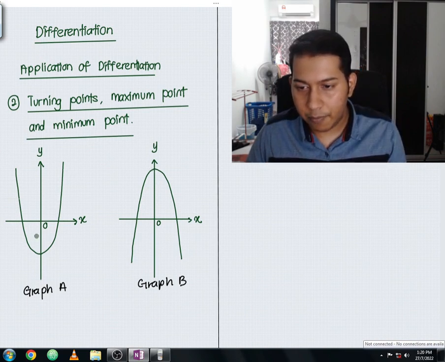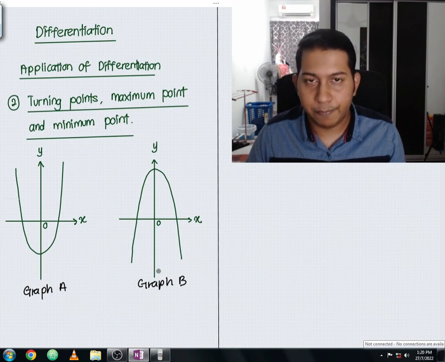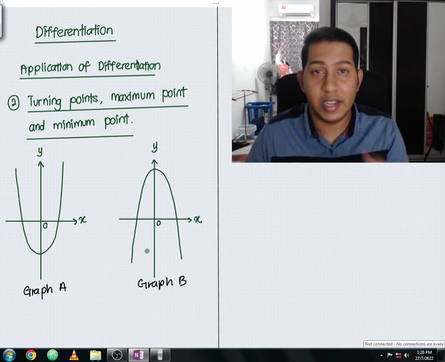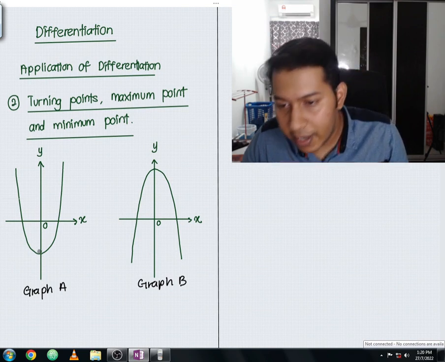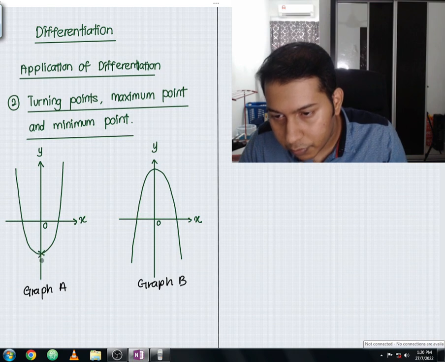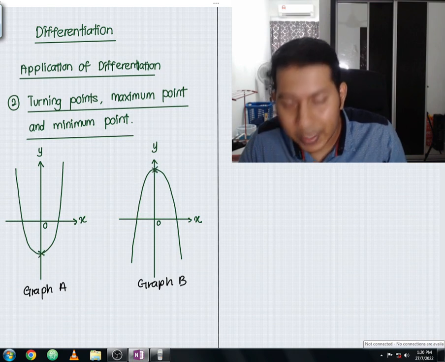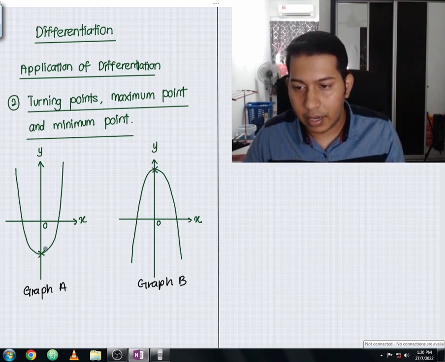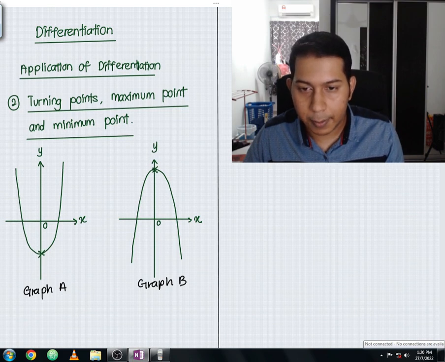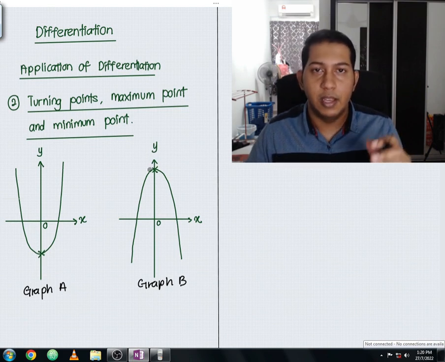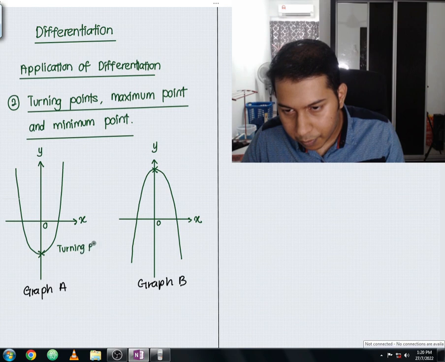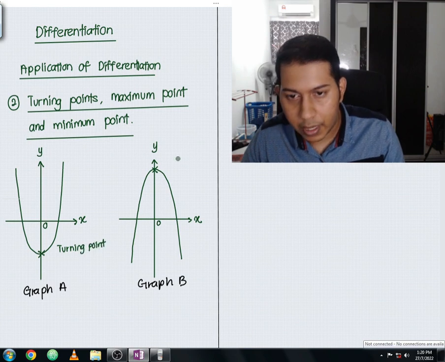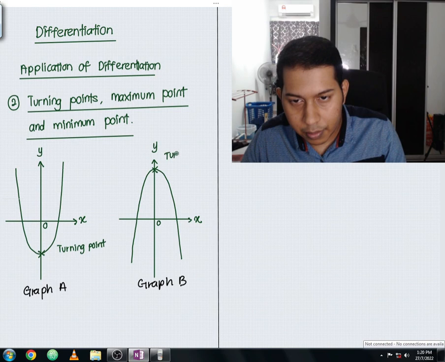As you can see here, graph A and graph B have a similarity. What is the similarity? They both have turning points. Where is the turning point? The turning point is exactly over here, at the tip of the graph. So this is the turning point. Let me just write here: turning point.